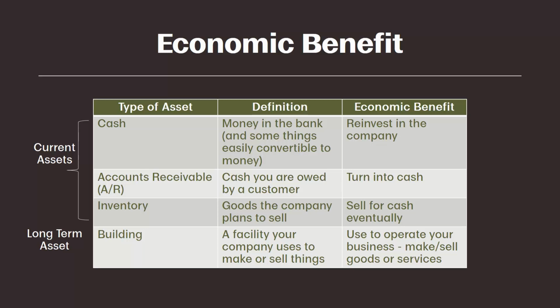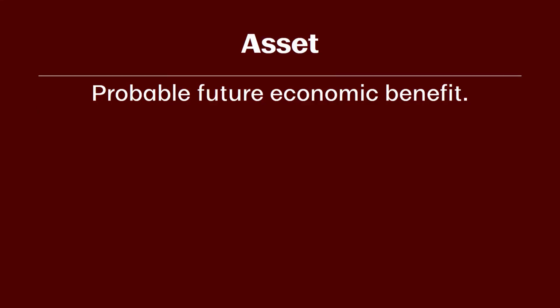So when we think about this economic benefit column, it really is the same for every asset. It's that eventually these assets are going to turn into cash, which we can reinvest in the company. As we go through the videos on assets, we will look more closely at that word future that comes in this asset definition.